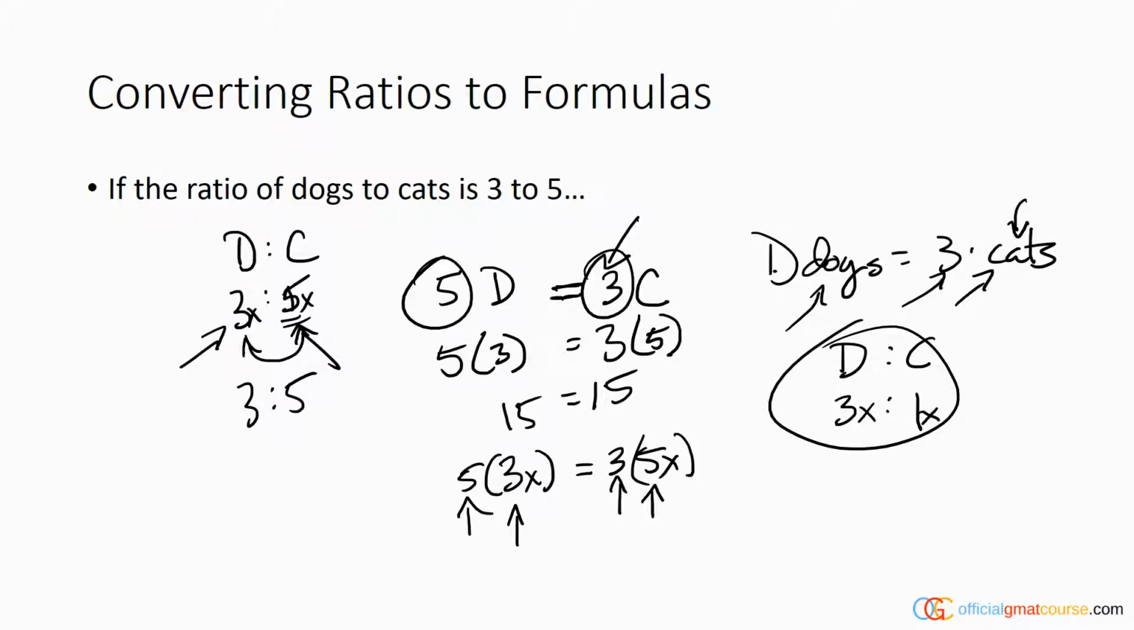So they could give you something like this as a statement and then ask you if you can solve the total number of dogs or something like that, or if you can solve what the ratio of dogs to cats is, and this is how you would convert that equivalent formula into a ratio.